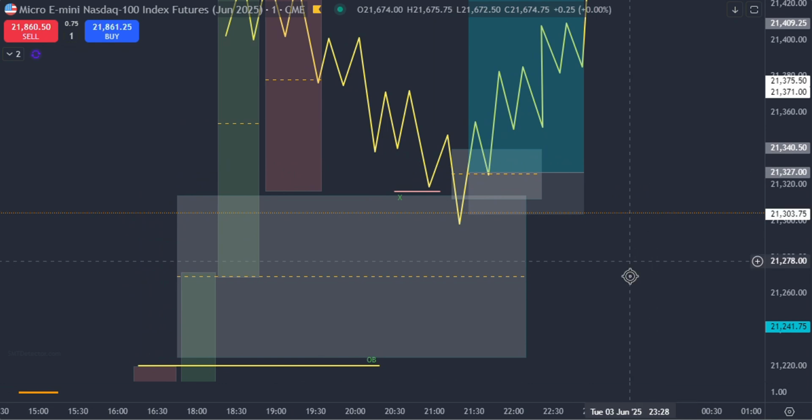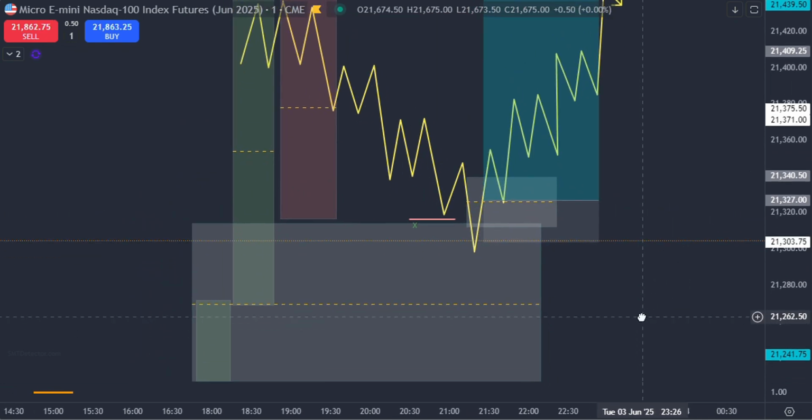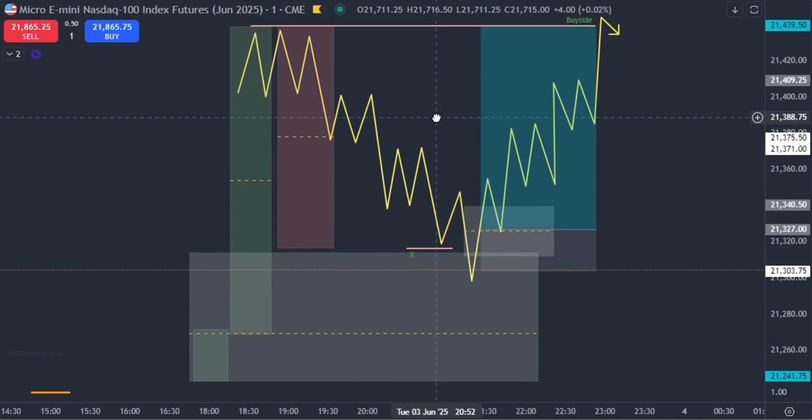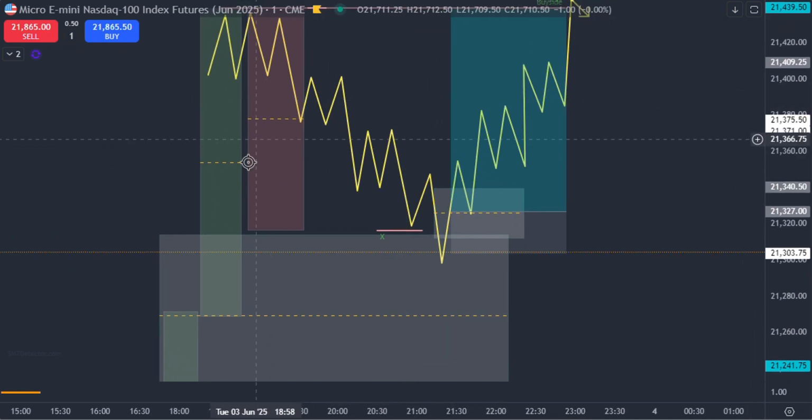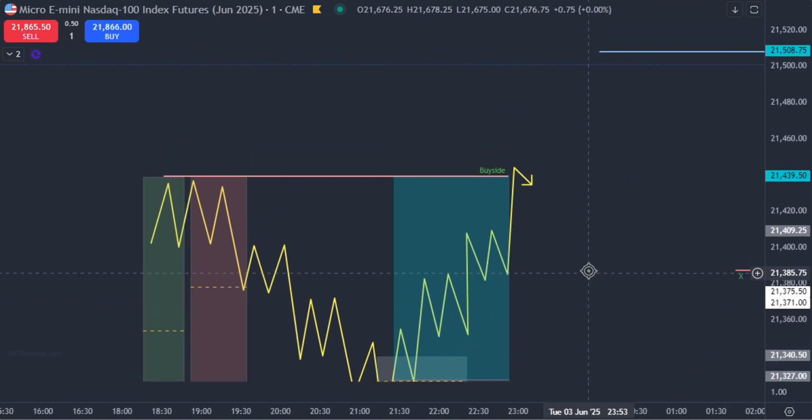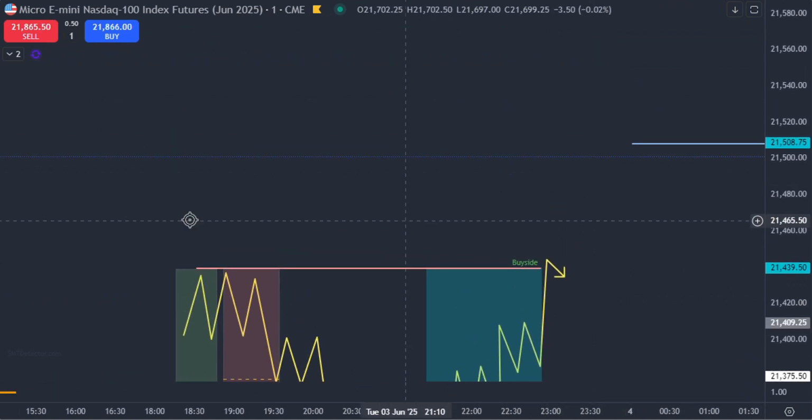So again, always look at the higher time frame. For me, it's the hourly time frame. I use the daily time frame as well, but I focus mainly on the hourly time frame. Then let me show you, just for example, what the market did recently.